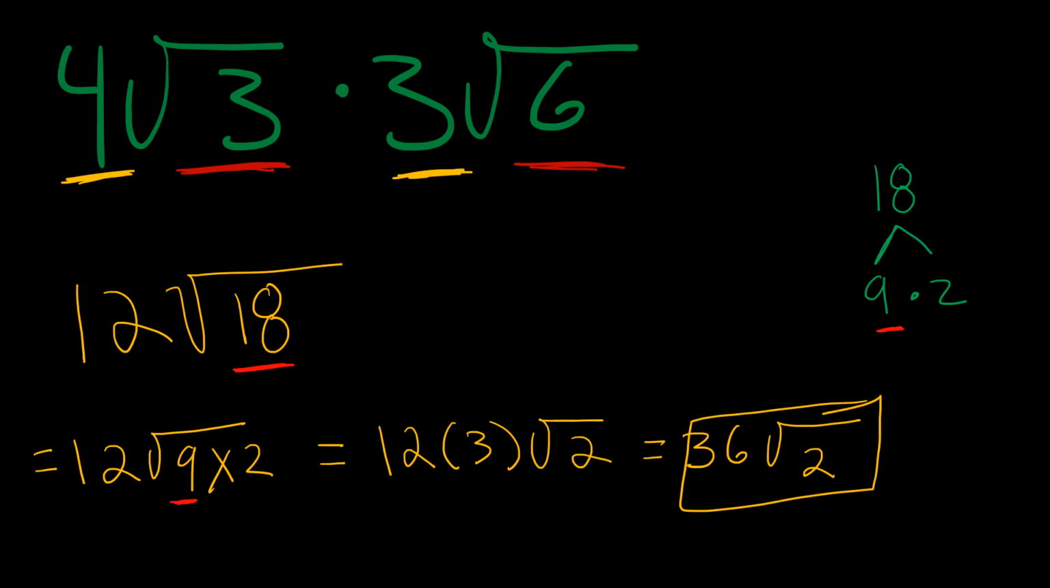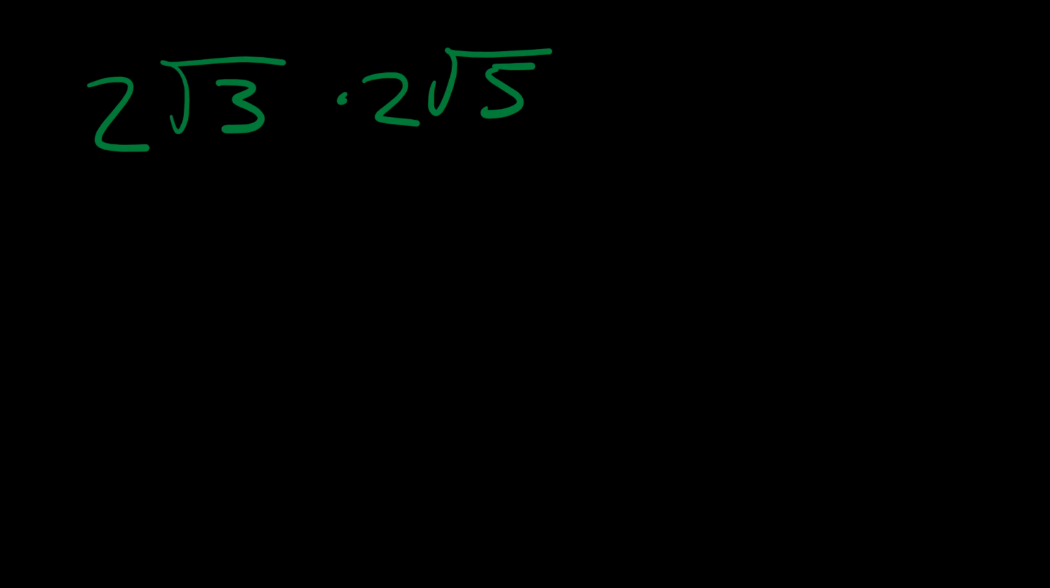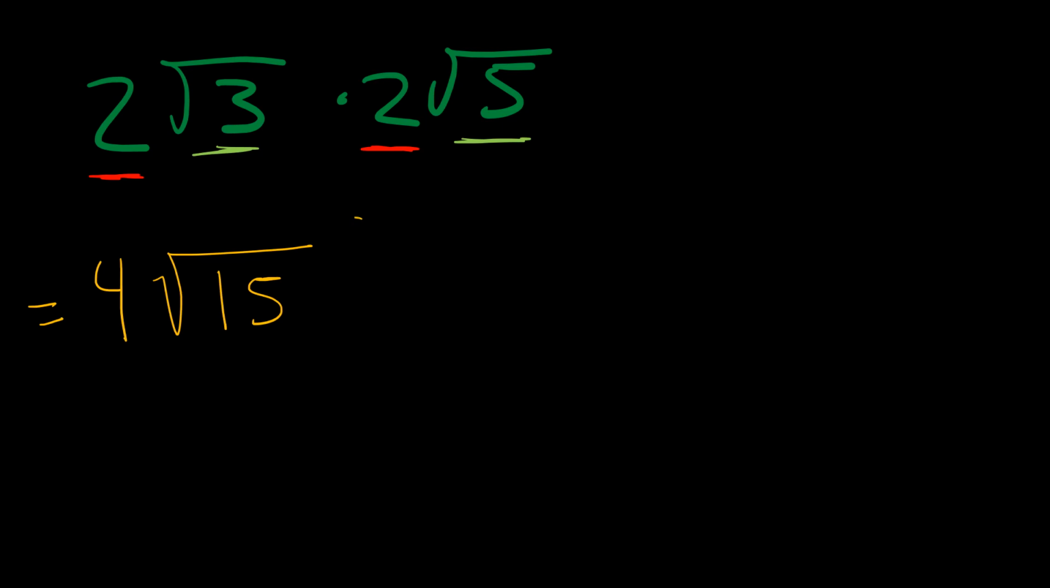Let's do another problem. So now we have 2 root 3 times 2 root 5. Pause, take a break, see if you can figure this one out. Awesome. And if you guessed it, we're going to multiply our coefficients together first. So we multiply the 2 and the 2 together. 2 and 2 is 4. And then we multiply our radicals, root 3 and root 5. That would give us the square root of 15. And we can't break 15 down any further, right? It will just break down into 5 and 3. So this would be the answer.